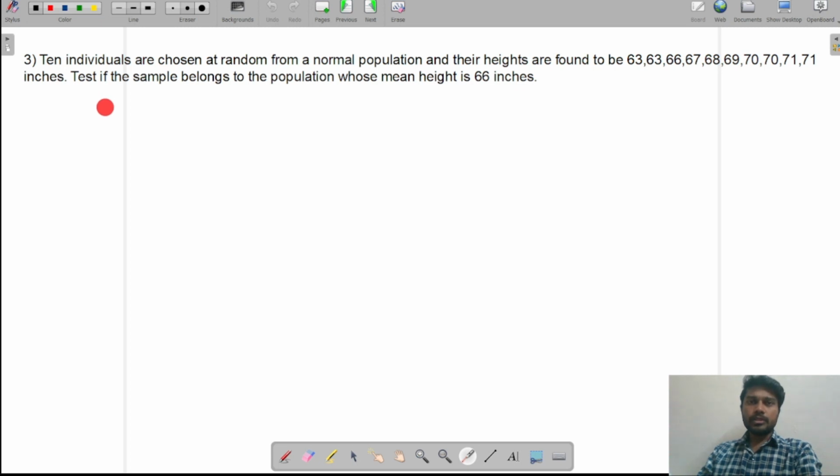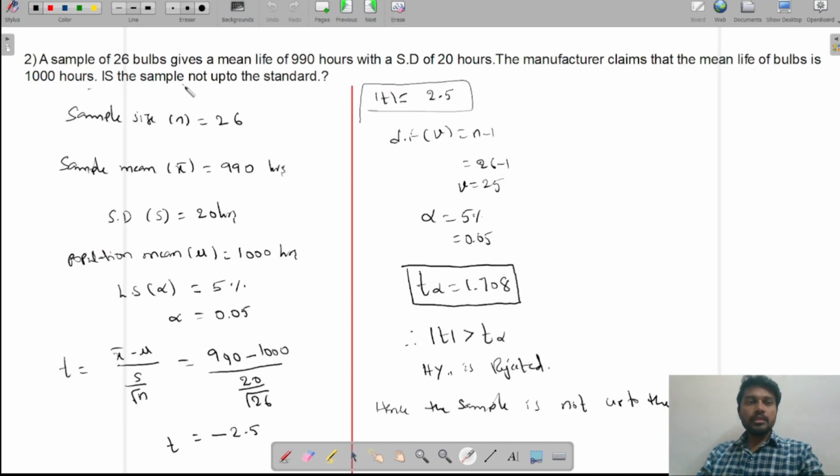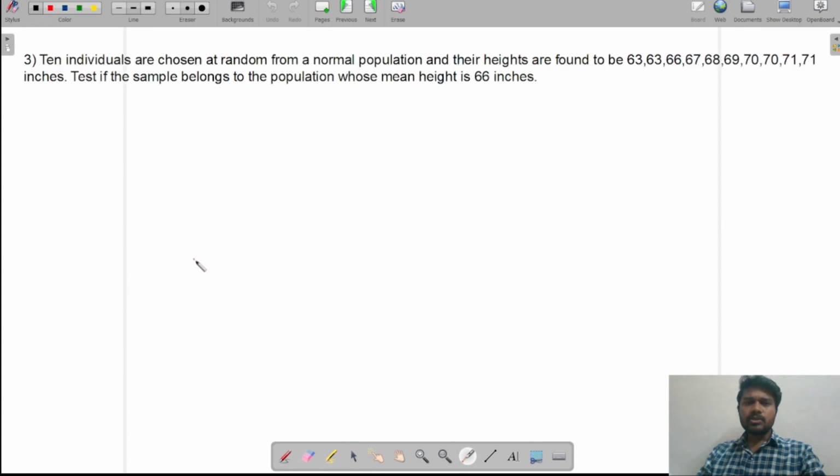So before seeing the question, I just want to give you a small conclusion about the t distribution. If you observe the previous question, it gave you the sample size, the sample mean x bar, the standard deviation s, and the population mean mu. Can I say all the values were given directly in the question? Yes. So that is one type of question in the t distribution: given the data, whatever you require will be given in the question.